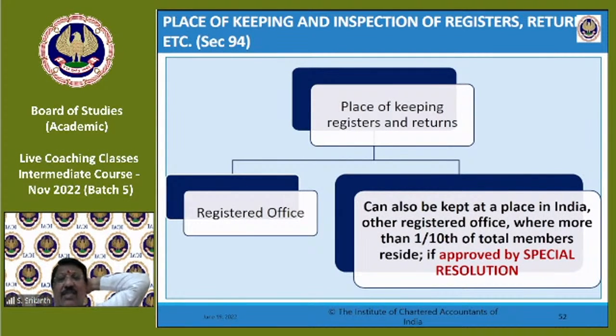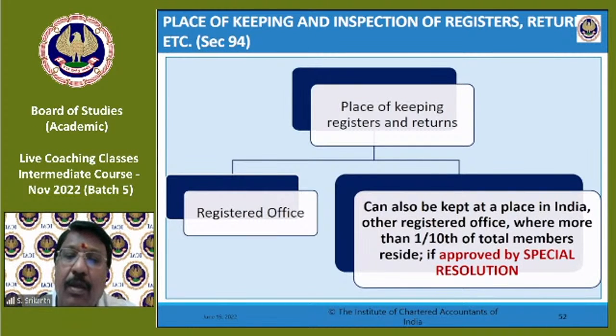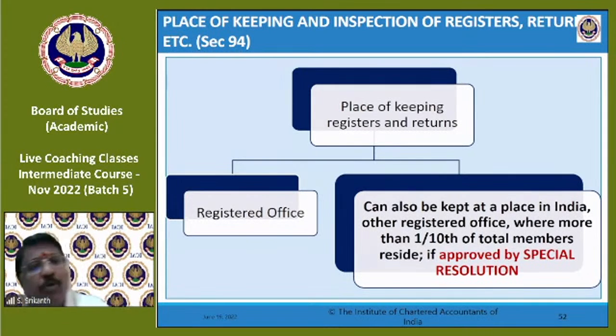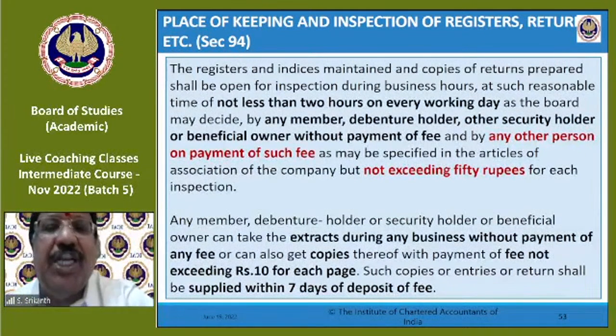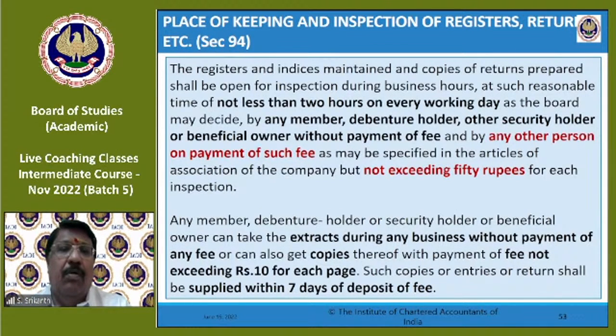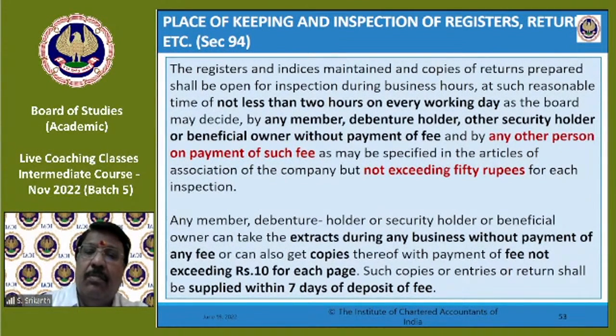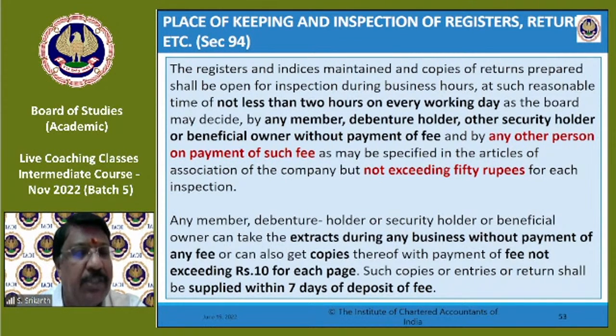The registers and returns that we have discussed should be kept in the registered office of the company. It can also be kept at a place in India, okay, other than the registered office, where more than 1/10 of the total members reside, if approved by special resolution. Okay. These registers and returns are available for inspection, okay, by any member, debenture holder or other security holder, and by any other person on payment of fee. Right? So members register, debenture holder and all can be inspected by public also.